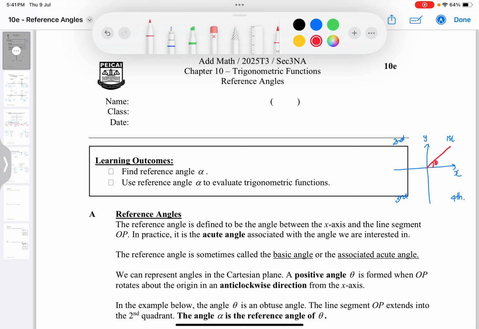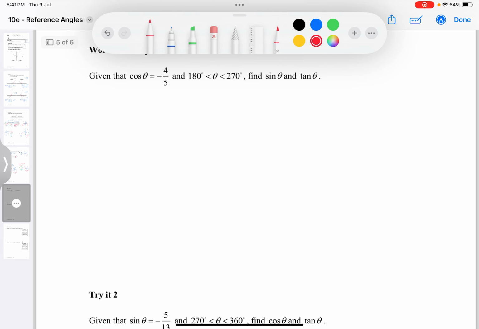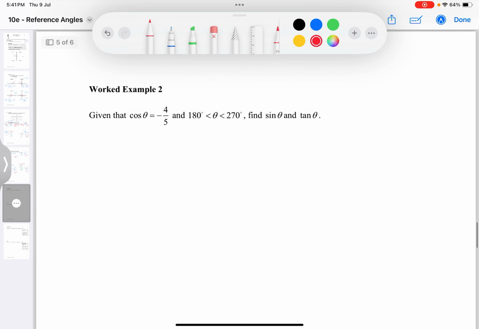Okay, hi everyone. I'm at worksheet 10E on page 5, work example 2. And we're working on this kind of question, which is an application of ASTC. Given a trigonometry ratio, in this case cosine theta equals negative 4 over 5, how do we figure out sine theta and tangent theta?